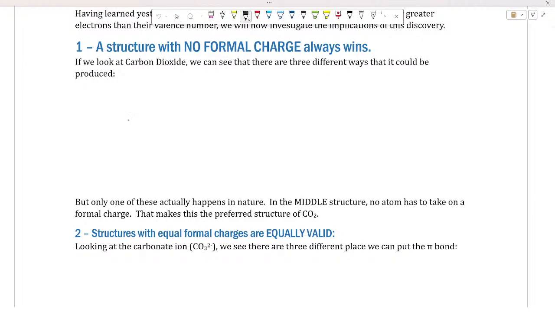We said carbon dioxide could be drawn like this. Or it could be drawn like this. Those are both drawings that satisfy our rules for Lewis structures, right? If we count 2, 4, 6, 8, 10, 12, 14, 16 electrons on the left, 2, 4, 6, 8, 10, 12, 14, 16 electrons on the right, and that's what we should have. Everything has a complete octet.